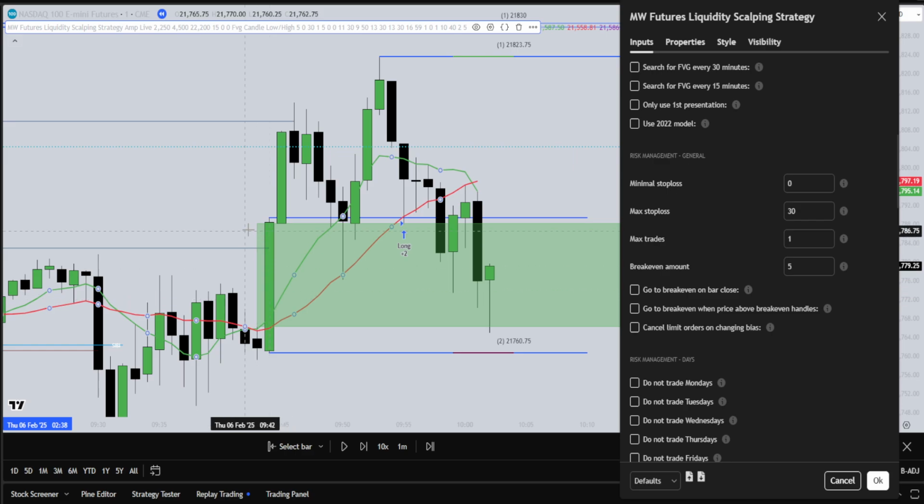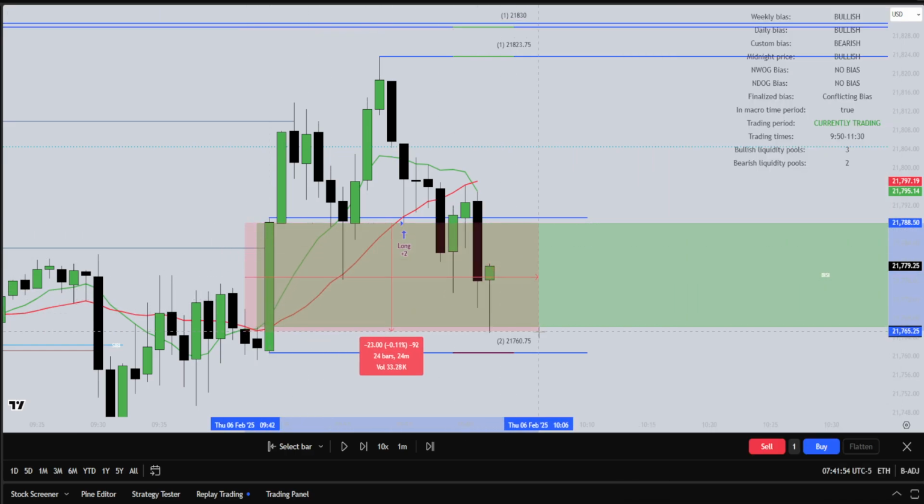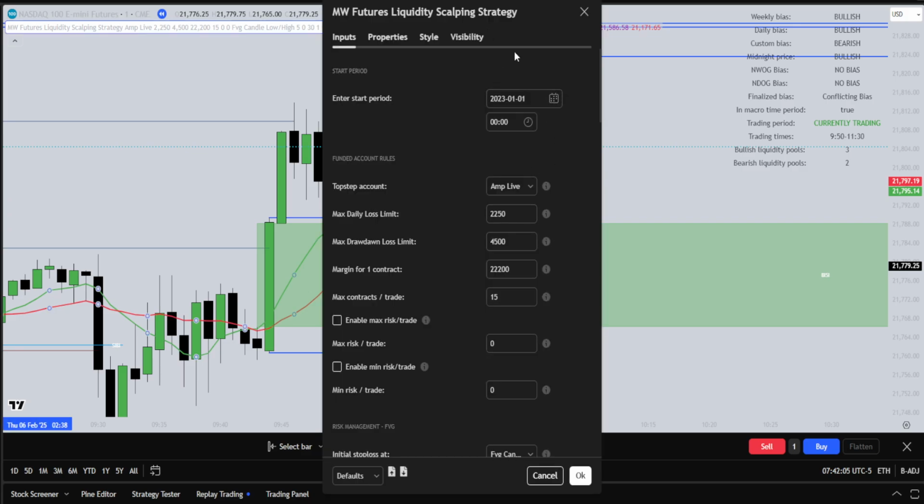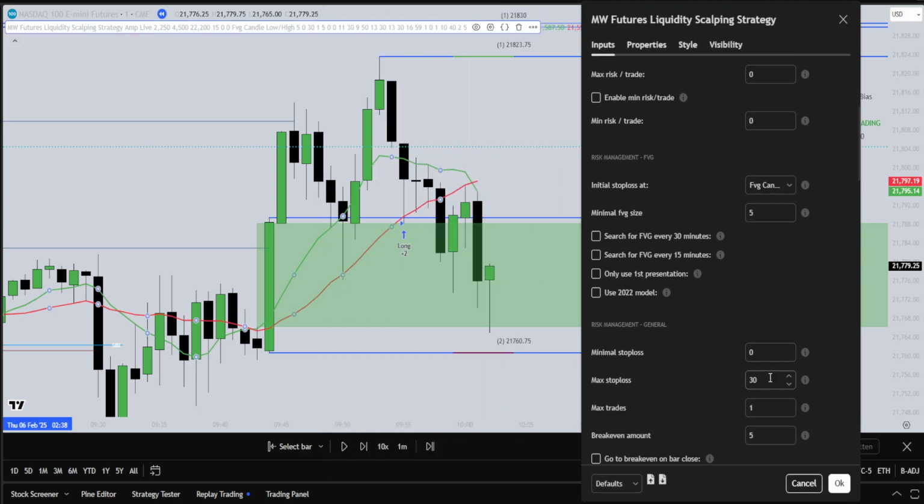So the stop loss is now allowed to be 30 handles, and the stop loss should have been 27.75 handles. So instead of 30, we can actually use 27.75, and then it should still be okay. There we go, it's still okay.